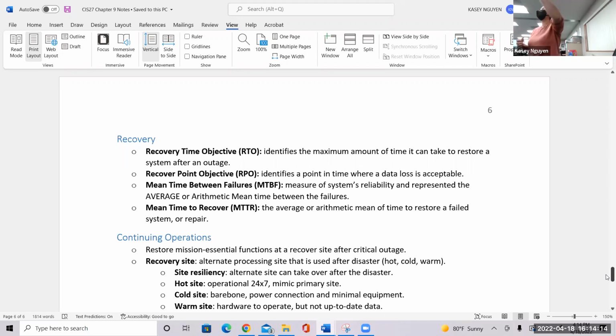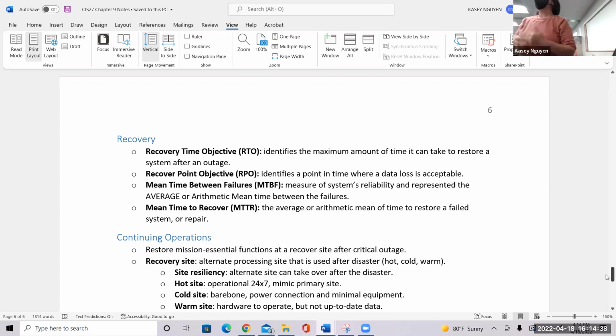So let's say Costco said, we cannot be down for more than 1 hour. Okay, that's your objective, 60 minutes. And so on the IT side, we gotta make sure we recover within that time. Is it possible? You gotta test your backup. Does it take an hour? If it takes longer than an hour, you have to let the business side know: I cannot do this within an hour.